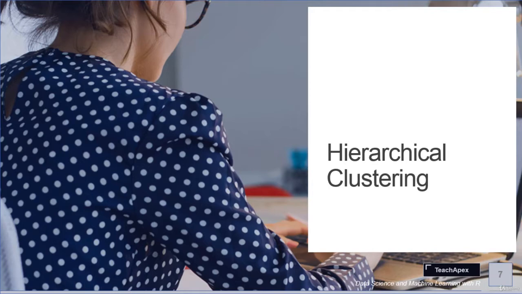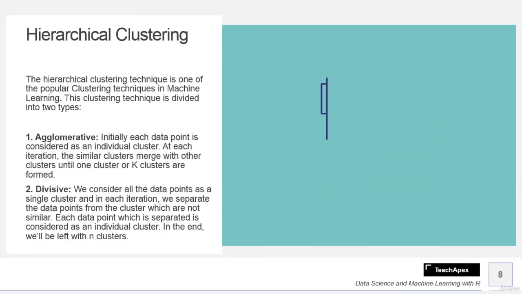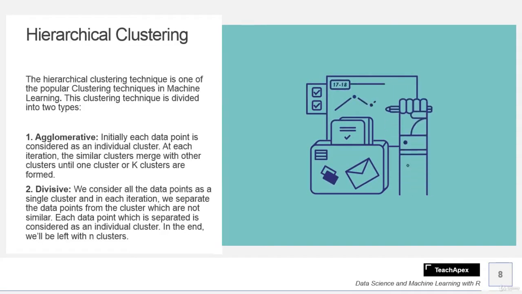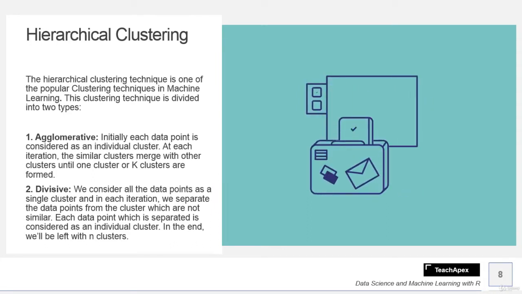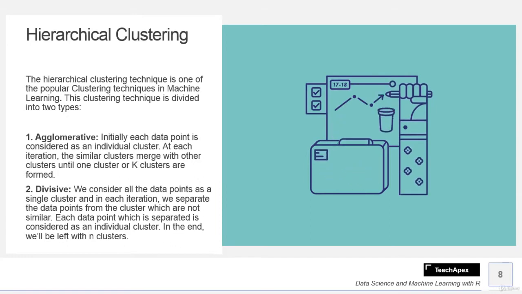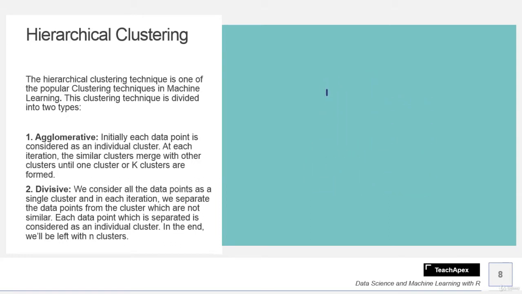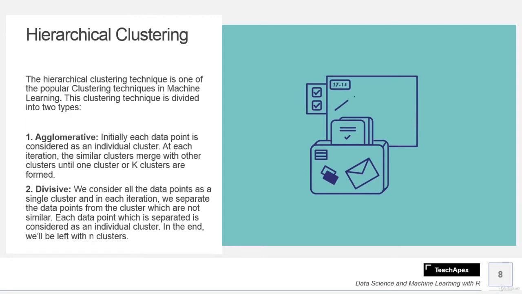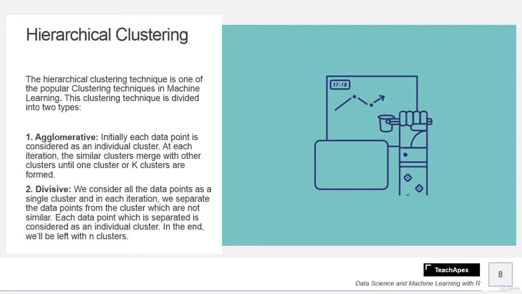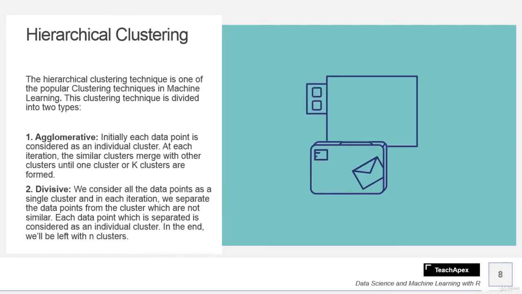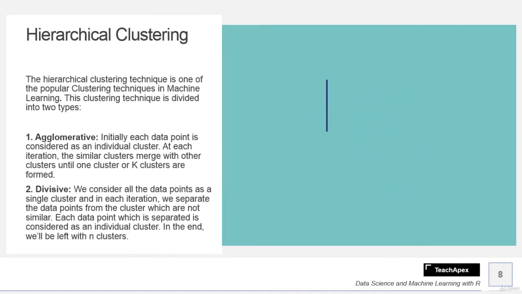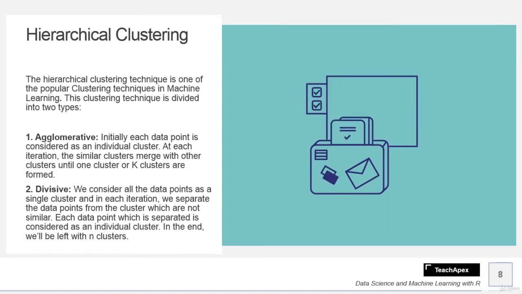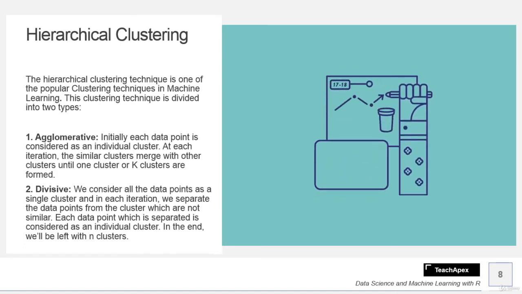So let's have a look at that. The hierarchical clustering technique is one of the most popular clustering techniques in machine learning. The clustering technique is divided into two parts, as you can see, the agglomerative and the divisive. Initially, each data point is considered as an individual cluster. At each iteration, similar clusters merge with other clusters until one cluster or K clusters are formed.